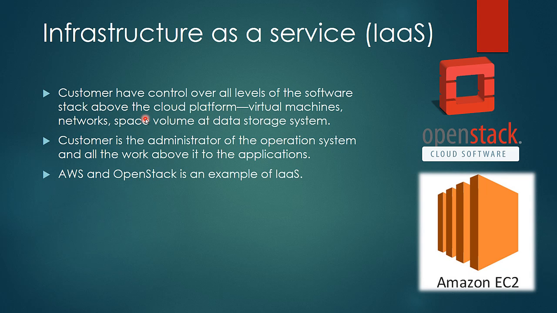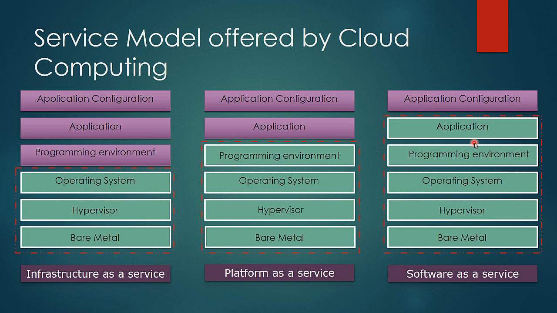So customer have control over all level of software stack above cloud platform. So what we are gonna present to them is a cloud platform, and this is where they can spawn their VMs, and they can create their network, they can create their volume, they can create their storage, and they can attach it to VMs, they can configure anything, literally a virtual data center actually. What's the popular example of this service, infrastructure as a service? Amazon EC2 is most popular. Even OpenStack lies in this model.